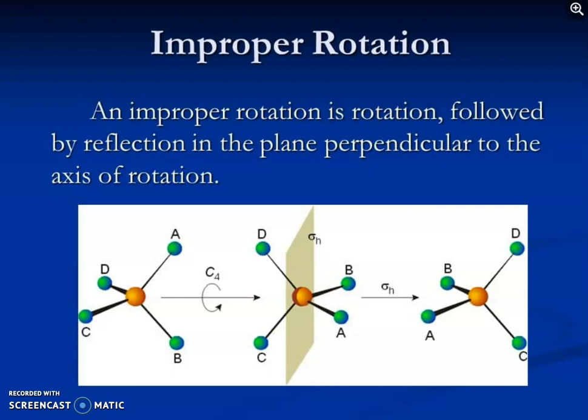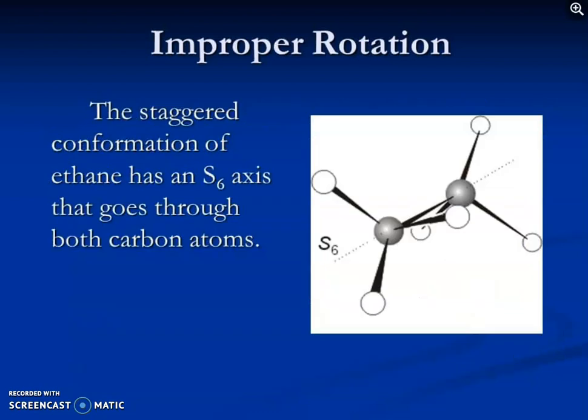Improper rotation. An improper rotation is rotation followed by reflection, reflection in the plane perpendicular to the axis of rotation. So, you can see A, B, C, D, and C4 and sigma h, the horizontal plane, is there. So, first rotation and then reflection. C4 is rotation and sigma h is reflection.